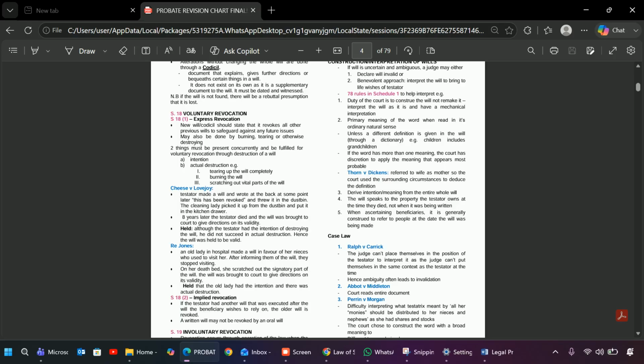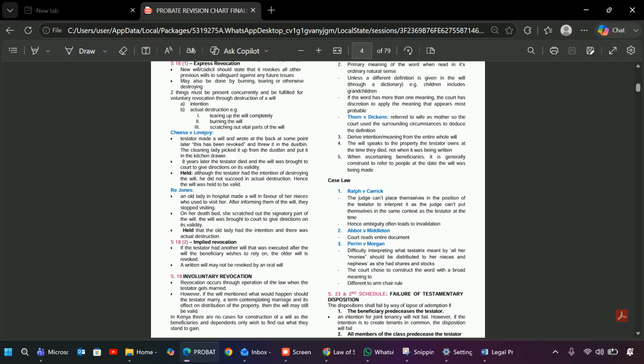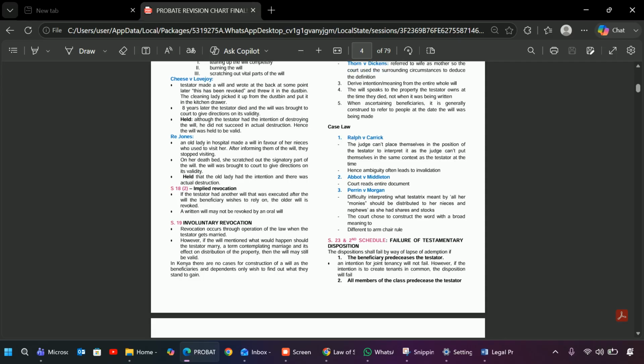Section 18(2) talks about an implied revocation element. If the testator had another will that was executed after the will the beneficiary wishes to rely on, the older will is revoked. A written will may not be revoked by an oral will.